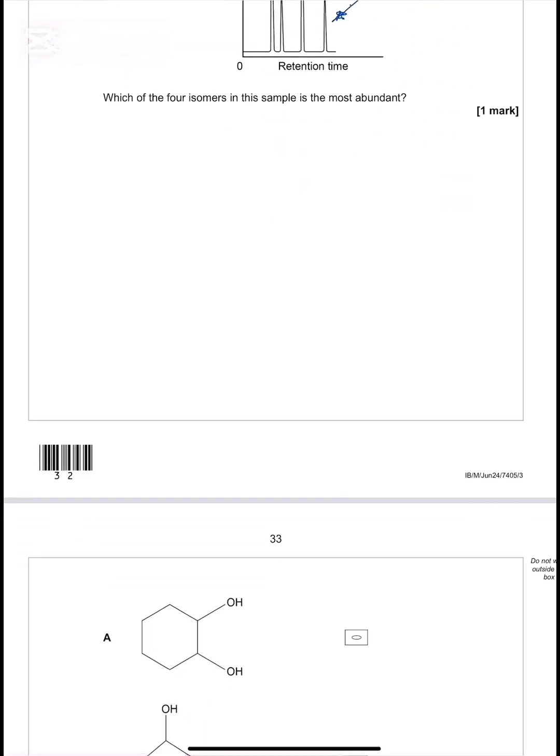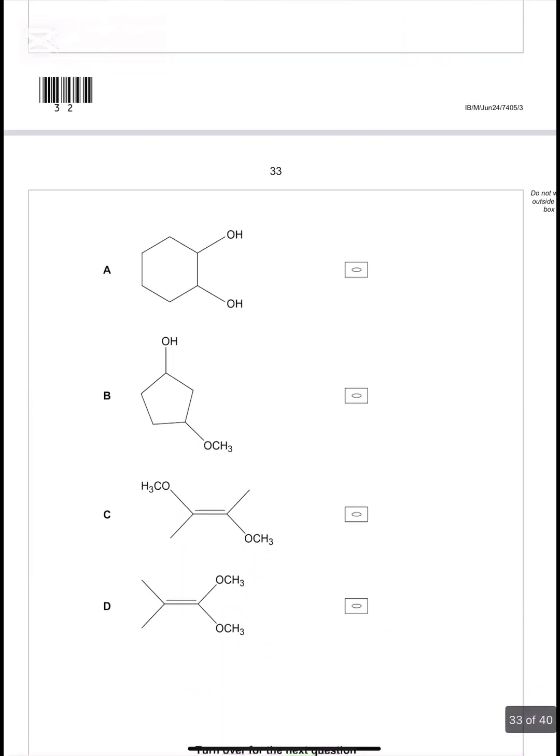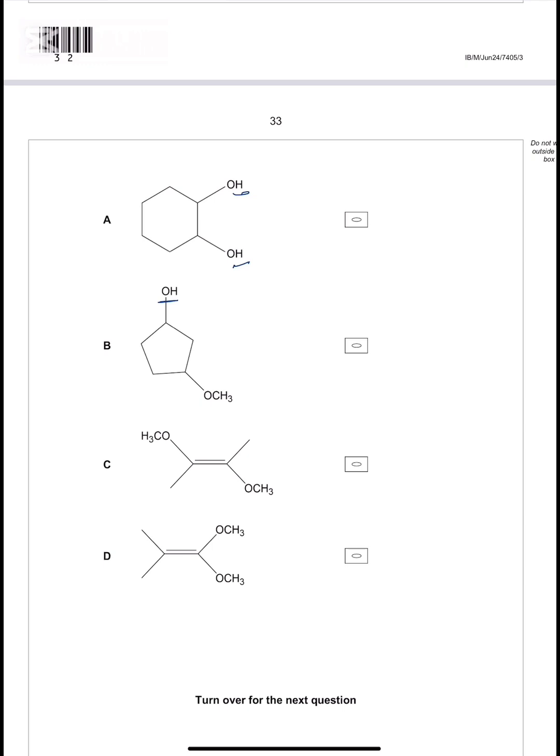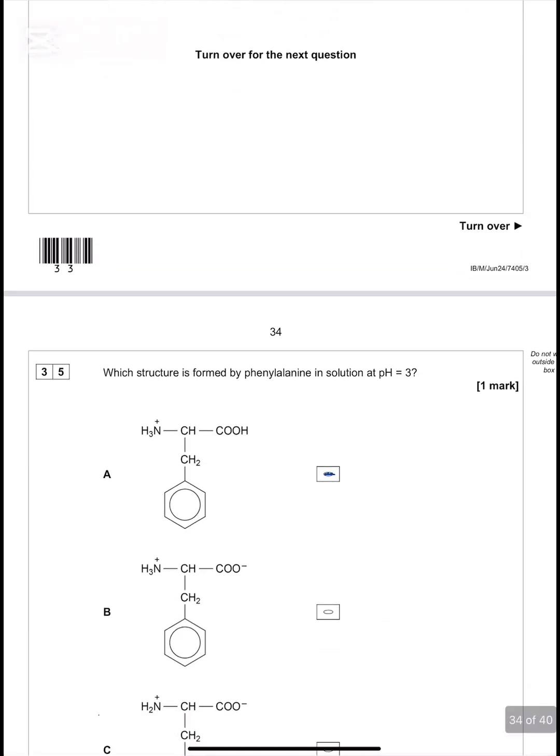So let's look at which one is the most abundant. Let's look at the four structures. The first one has two hydroxyl groups. The second one has one hydroxyl group. The third one is an alkene with two methoxy groups, which are opposite to each other, so this is the most nonpolar. And this one has two methoxy groups, which are not opposite, so this is the second least polar. So the first one is the most polar because of the two OHs, and this is the second most polar because of the one OH. So this is the right answer because we are looking for the second most polar molecule.